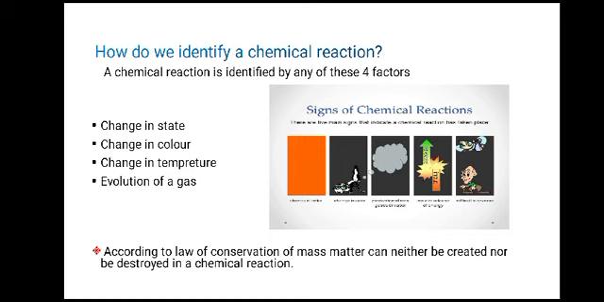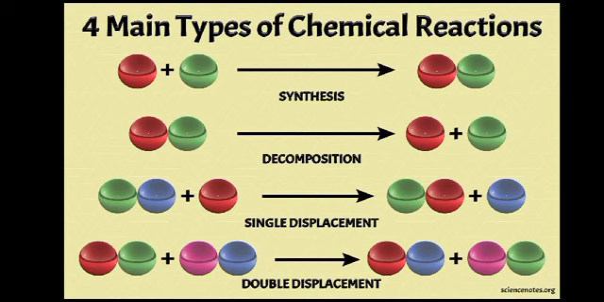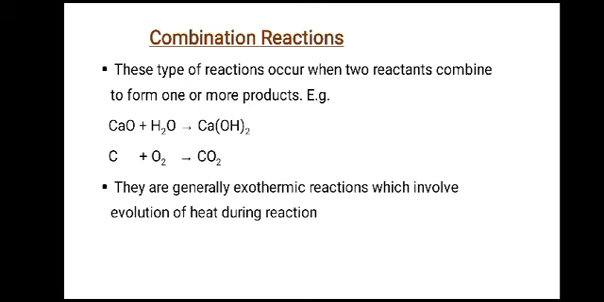So according to the law of conservation of mass, matter can neither be created nor be destroyed in a chemical reaction. Next, there are four types of chemical reaction, or simply five types, including redox reaction. So first is combination reaction, decomposition reaction, single displacement reaction, double displacement reaction, and redox reaction. So moving forward, I represent diagrammatically these types of chemical reaction, that is, the four types of reaction.